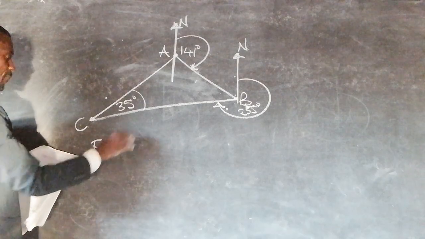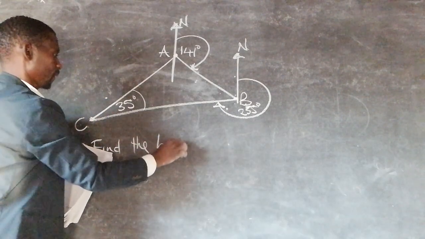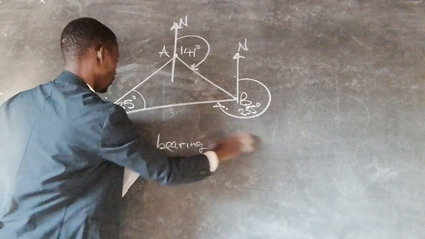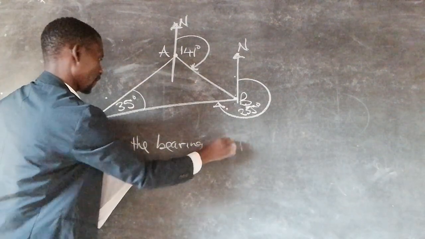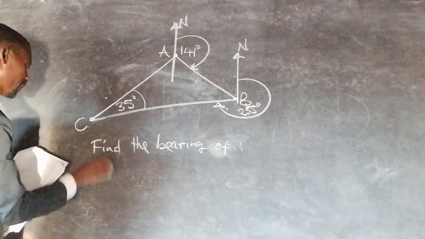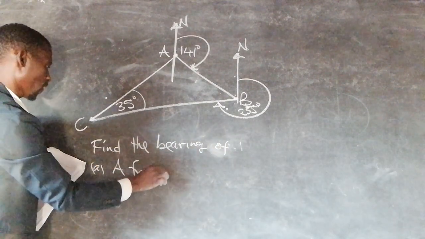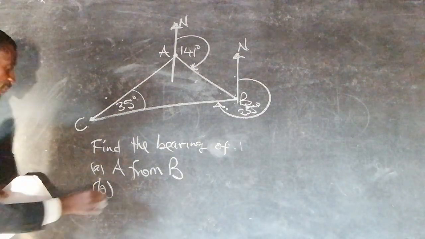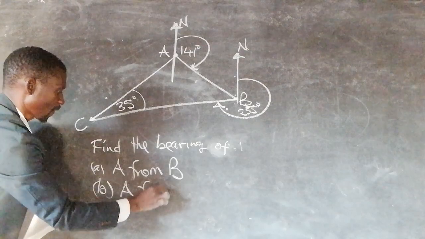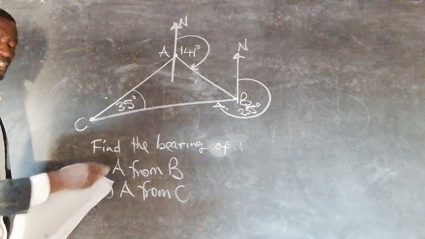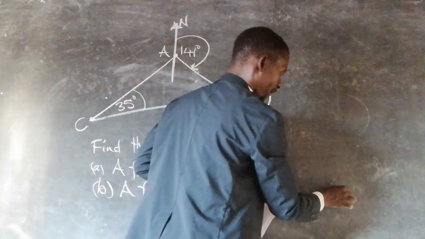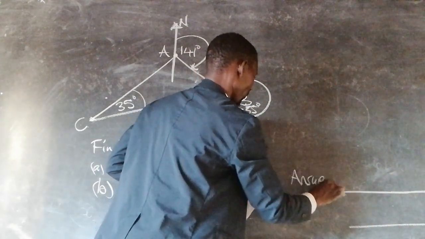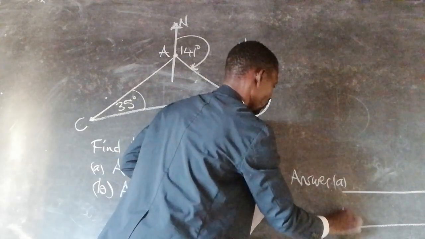Find the bearing of A from B, that is question A, and question B, find the bearing of A from C, of which each question is carrying 2 marks. It's paper 1, somewhere there it is indicated, answer. This is question A and this is question B.